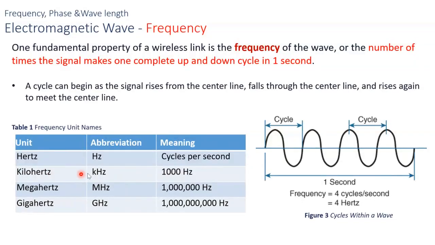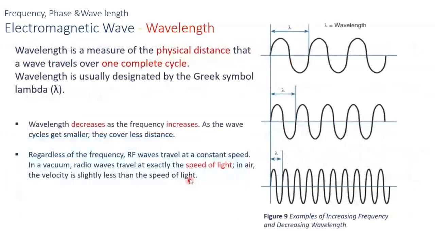So the kilohertz equals 1000 hertz. When we mention the frequency of a signal is 1 kilohertz, it means 1000 hertz. When we say 1 megahertz, it means 1 million hertz. When we say gigahertz, it is 1 billion or 10 power 9 hertz.